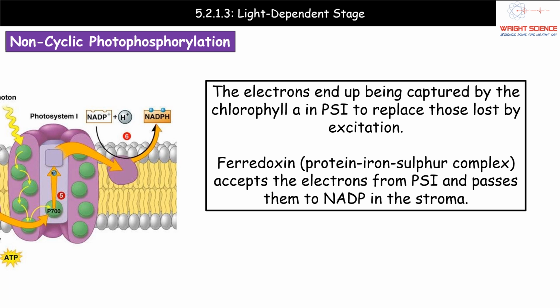We then have those electrons that have been lost being passed into this stuff called ferredoxin. Now that is just a protein iron sulfur complex that is able to take the electrons from photosystem 1 and passes them to the NADP that we find in the stroma.